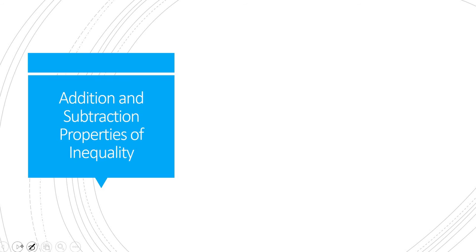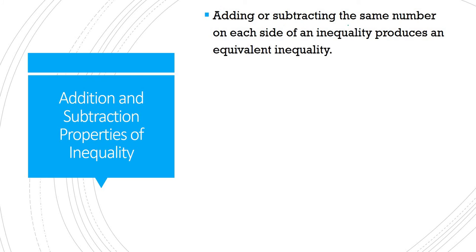Okay, so let's take a look at a couple of others and deal with a little bit of a solution here. So adding and subtraction properties of inequality. If you add or subtract the same number on each side of an inequality, we produce an equivalent inequality. So let's do an example. And again, please pause so you can get all this written down.